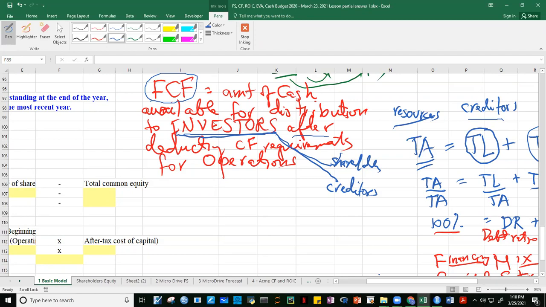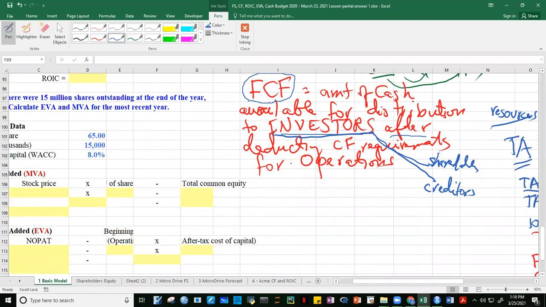Okay? Kasi kaya nga may nag-i-invest doon, whether shareholders or creditors, kasi nga, because they would want to support the operations of the firm. So ibabawas muna natin yung cash, yung requirements sa investment in operating capital bago magiging free yung cash flow na yan for investors.